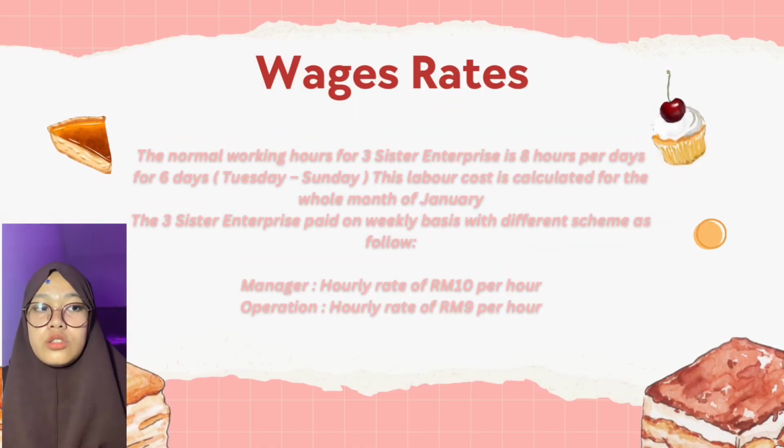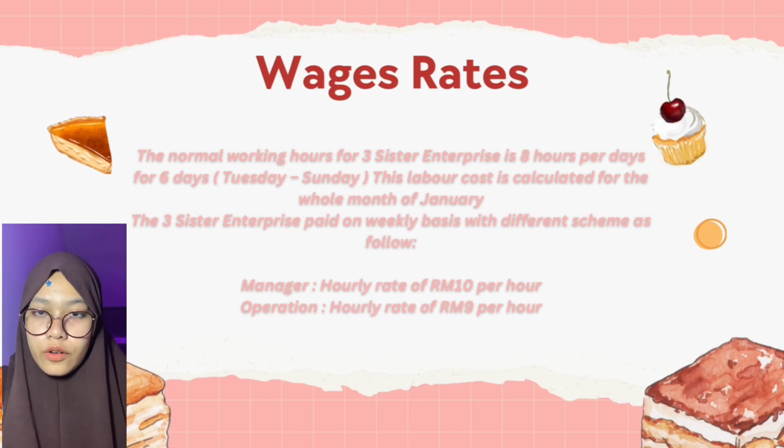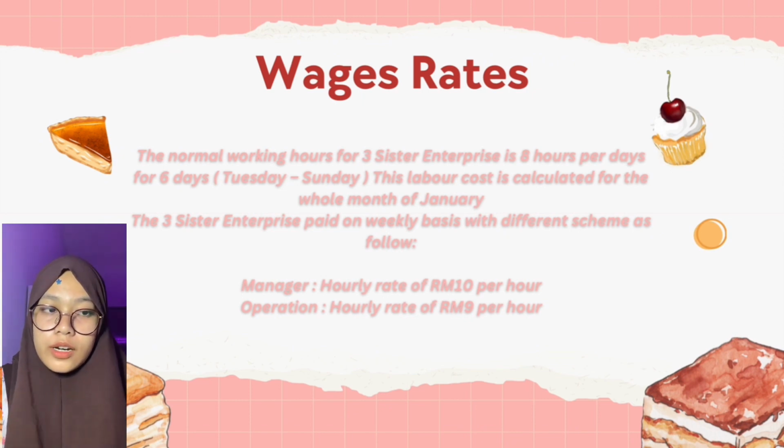Next, I will continue with wages rate. The normal working hours for Three Sister Enterprise is 8 hours per day for 6 days, which is Tuesday until Sunday. This labor cost is calculated for the whole month of January. Three Sisters Enterprise pays on a weekly basis with different schemes as follows. First, the manager is paid with an hourly rate of 10 ringgit per hour, but the operation is paid on an hourly rate of 9 ringgit per hour.